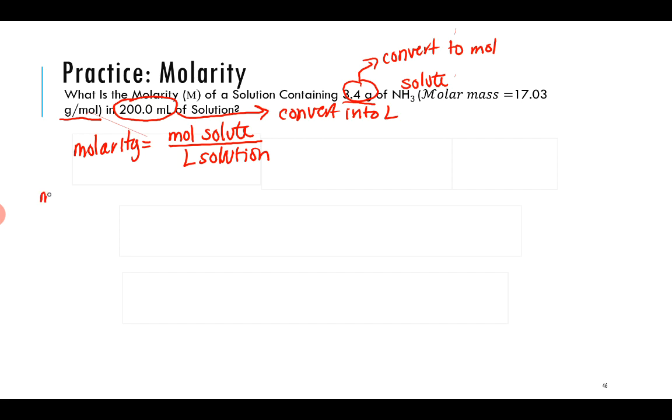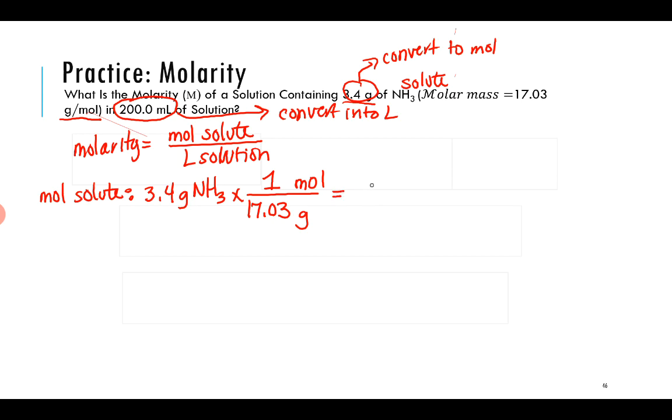So I can figure out my moles of solute by taking my 3.4 grams of ammonia, canceling out my grams, and getting into moles. The 17.03 is attached to the grams, and that is a 1 next to the moles. So my moles of solute is equal to 3.4 divided by 17.03, which is 0.19964 moles of NH3, ammonia.